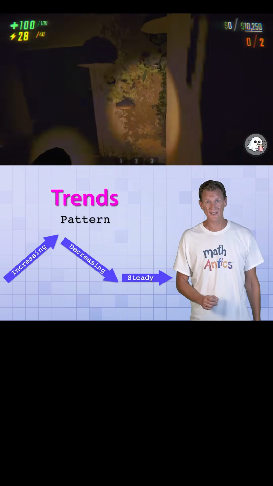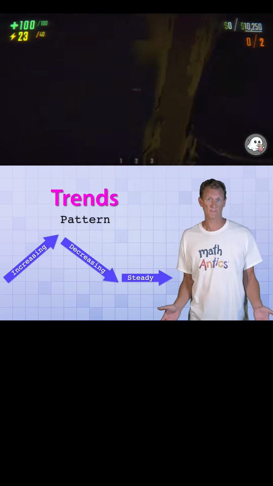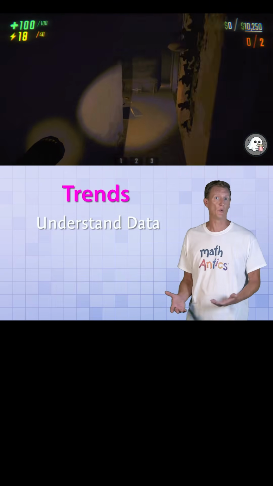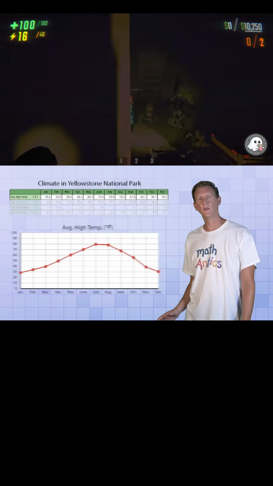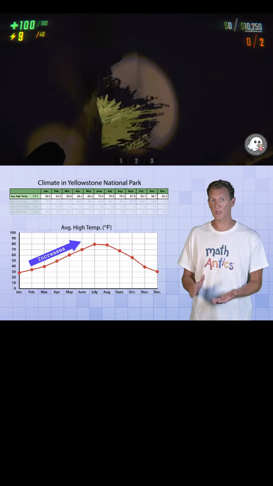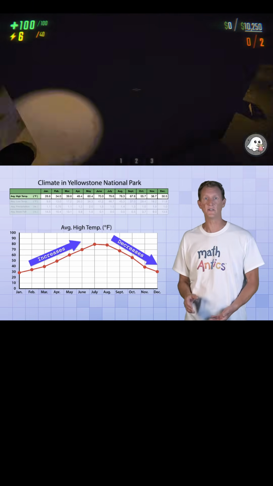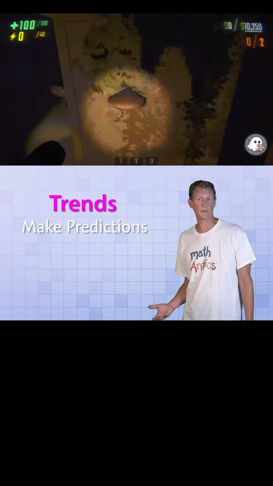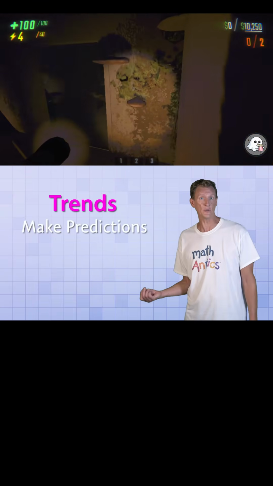Identifying these sorts of trends in data can be helpful in a couple different ways. First, trends can help you understand data on a higher or more general level. For example, the trend in this Yellowstone data is that the temperature increases from January to July and then decreases from August to December. And second, trends can sometimes help you make predictions about what might happen in the future.